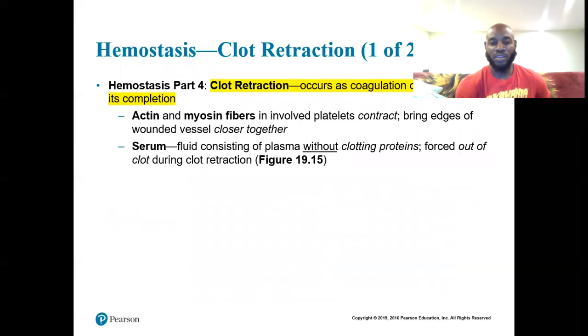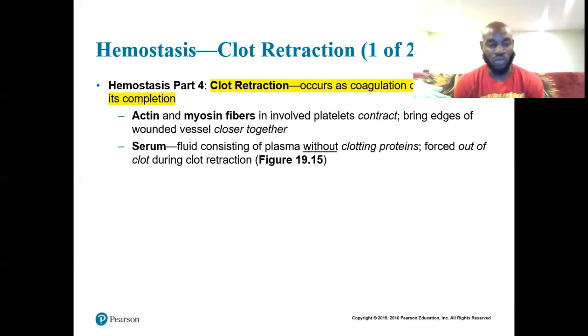And then the next step in the process is clot retraction. It occurs as the coagulation cascade nears its completion. So now we have these actin and myosin fibers. Remember, platelets have these actin and myosin fibers. Remember, platelets also have mitochondria. The platelets were, not the initial step, after the vasoconstriction, you have this platelet plug. So the platelets were the initial piece of this blood clot.